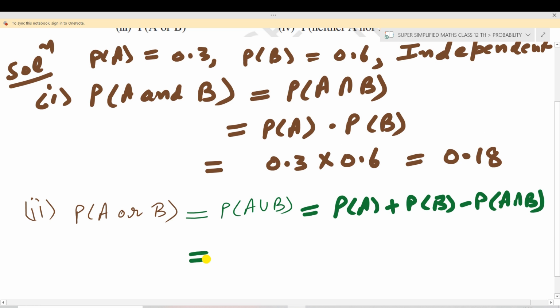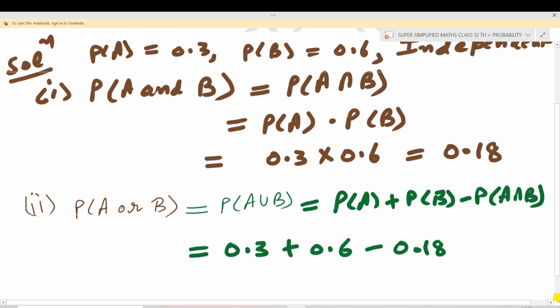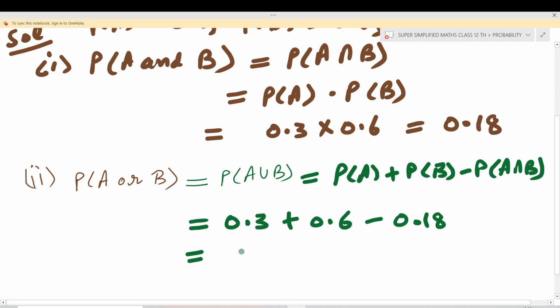Now students, we already know that probability of A has been given to us to be 0.3, probability of B has been given to us to be 0.6, and right now in the first part we have found that probability of A intersection B is 0.18. So if we add 0.3 and 0.6 we get 0.9, and I can also write 0.9 as 0.90 because after the decimal you can take as many zeros as possible. So 0.90 minus 0.18, that gives you 0.72. So the required probability is 0.72.